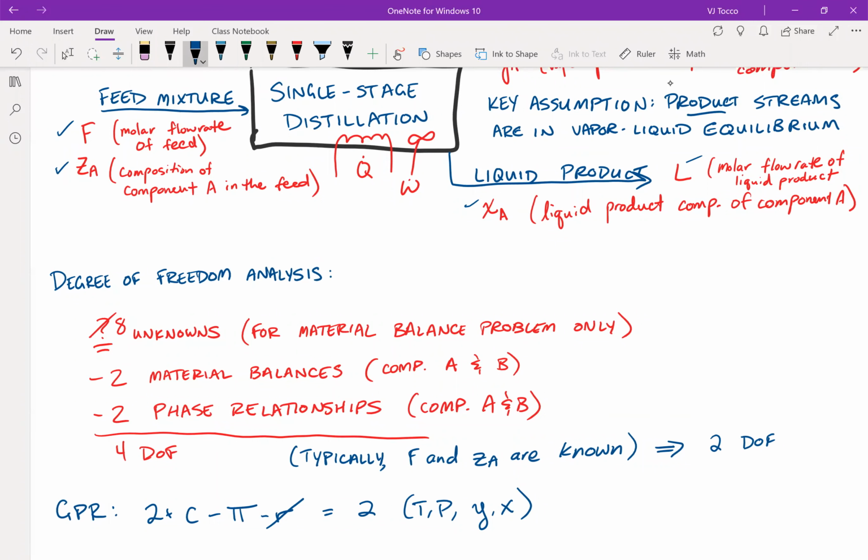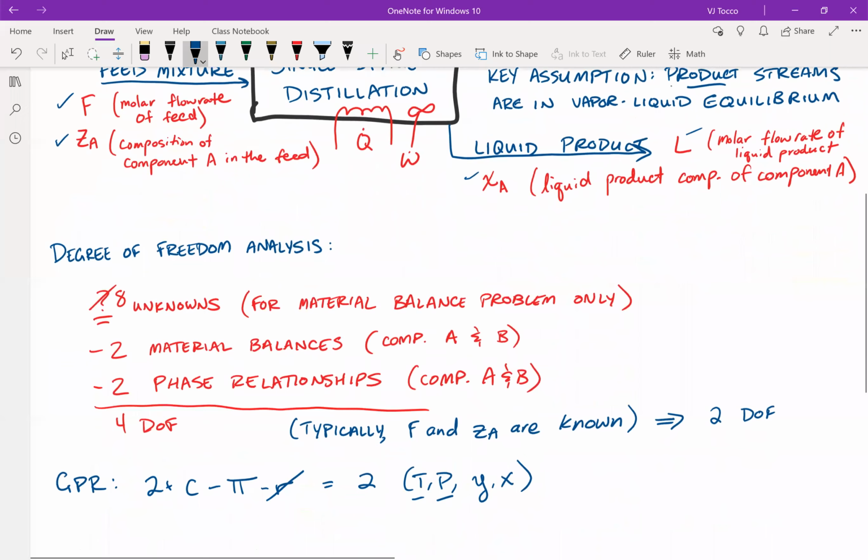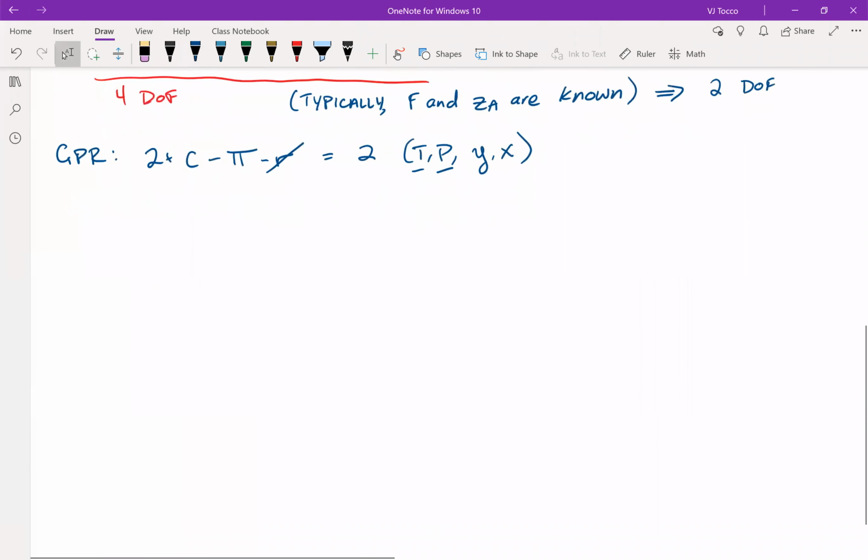So importantly, this tells me that if I specify what the temperature and the pressure is of my single stage distillation, then theoretically I could calculate what my exit compositions would be of my vapor and liquid products. And then by a material balance, I could calculate the amount of product I would have as well. So let's go through now and derive general relationships for what these 4 equations are. I said there's 2 material balances, 2 phase equilibrium relationships. So what do those look like?